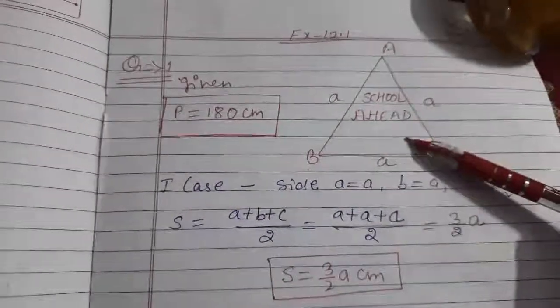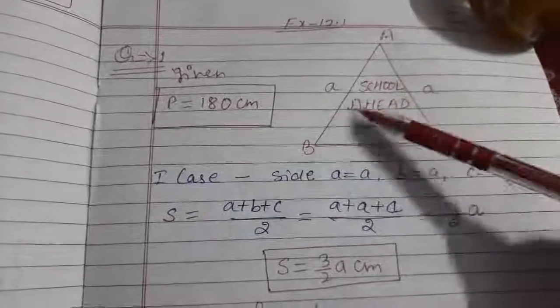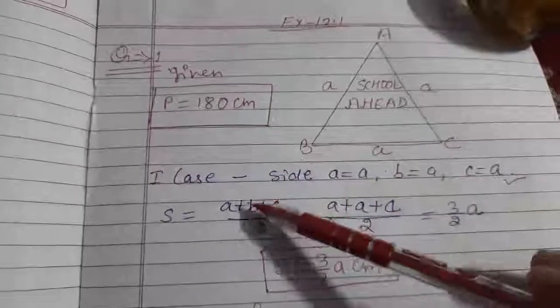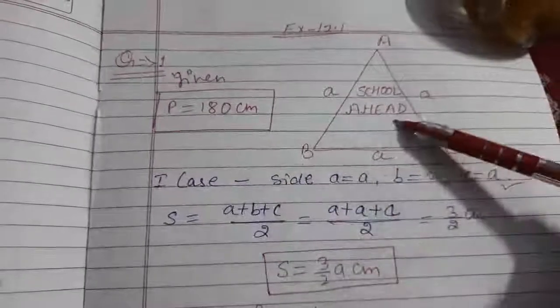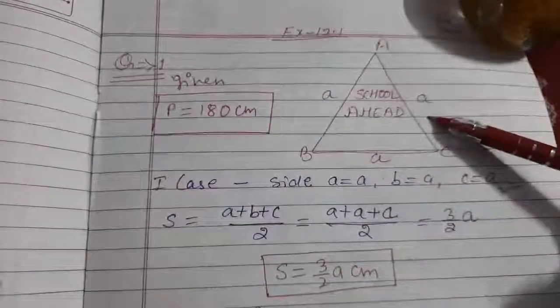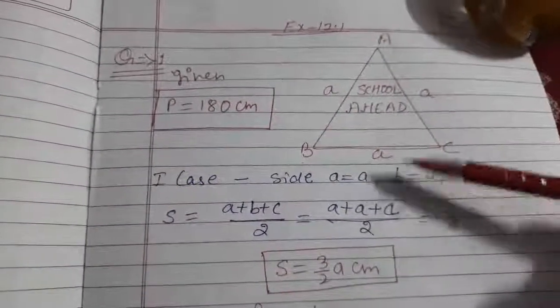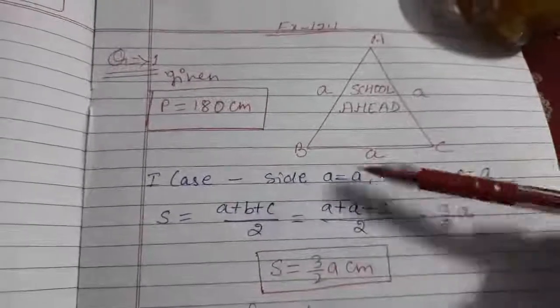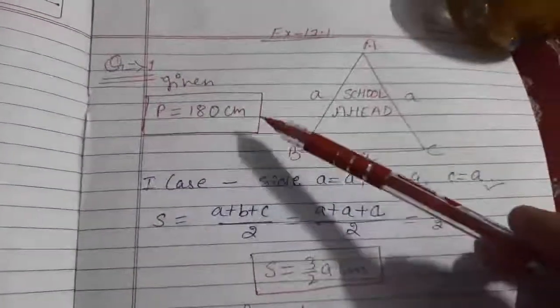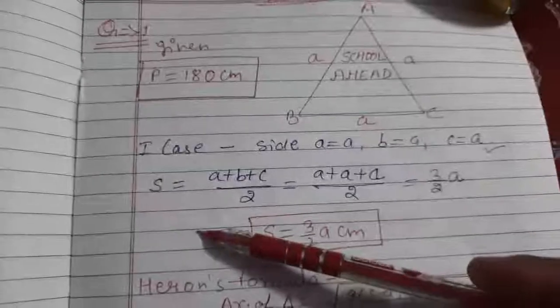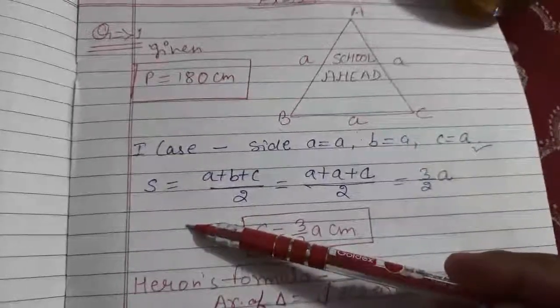signal board? So as all sides are given as a, in the first case we are taking a equal to a, b equal to a, c equal to a. Then we will try to find out the area, and when we calculate the area, we will find out the semi-perimeter with the help of the perimeter. So now first find out the semi-perimeter.